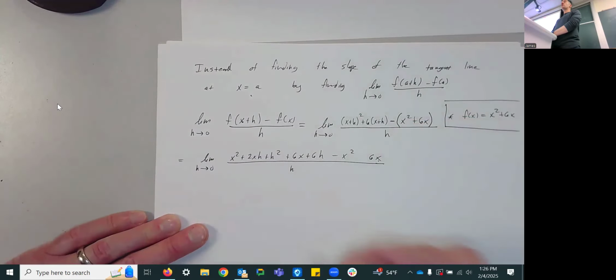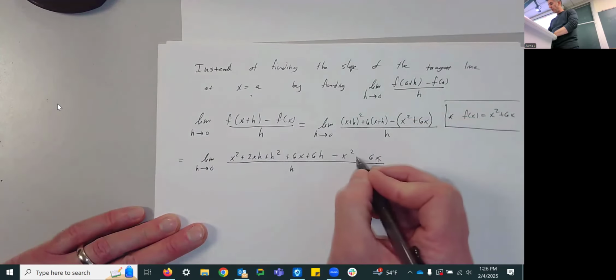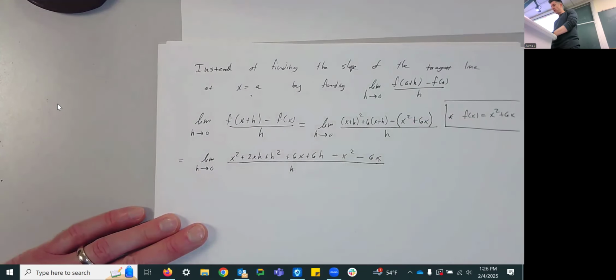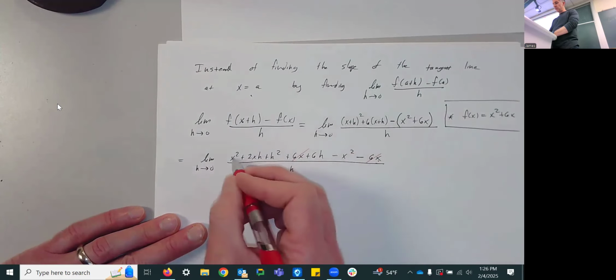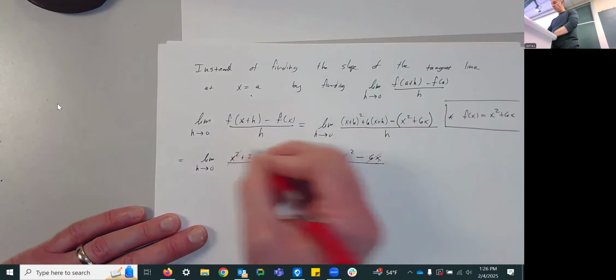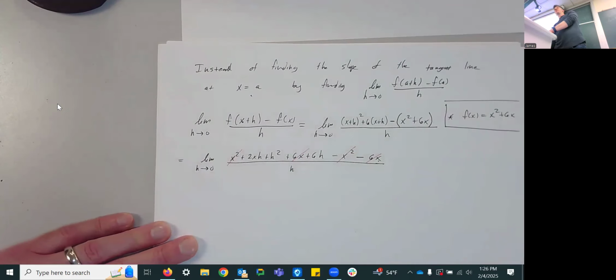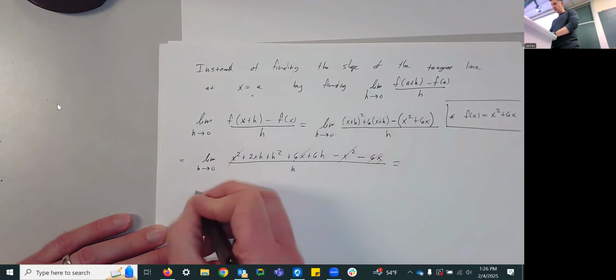So the minus sign distributes, and I get minus x squared minus 6x. And then the positive 6x and the negative 6x add up to 0. The positive x squared and the negative x squared add up to 0. And then the remaining terms all do have an h, which I'm happy about. Then I'm going to factor out the h from the top.